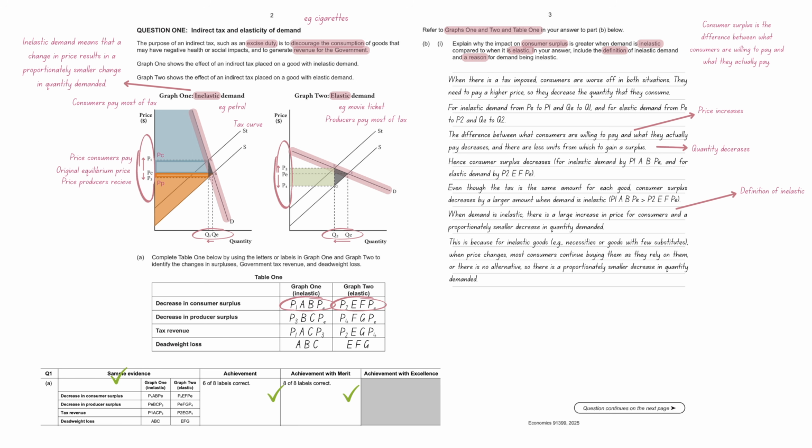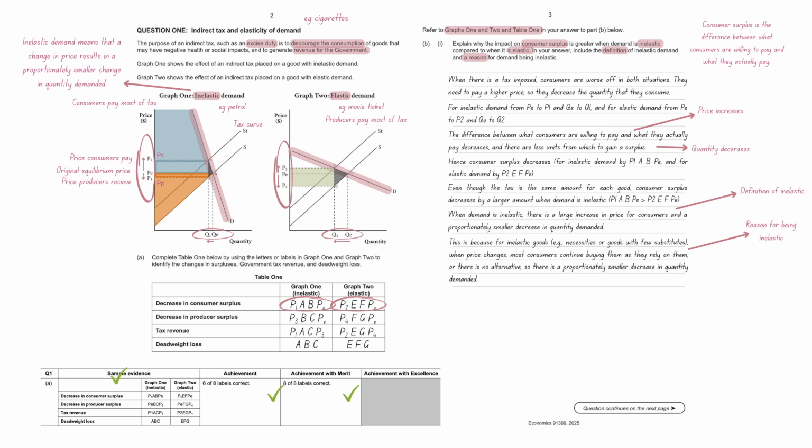Like, for example, petrol. When petrol gets really expensive, like it has recently, we still have to buy it, right? Most of us, sure, some of us will spend a little bit less on petrol, but most people tend to have to buy it anyway. They have to get to work somehow. So even when price of petrol increases, quantity demanded may decrease, but not by a huge amount. So we say that there is a proportionately smaller decrease in quantity demanded compared to the price increase.